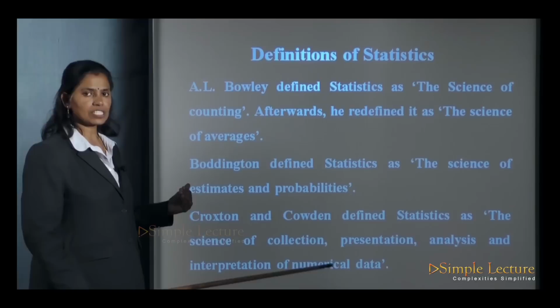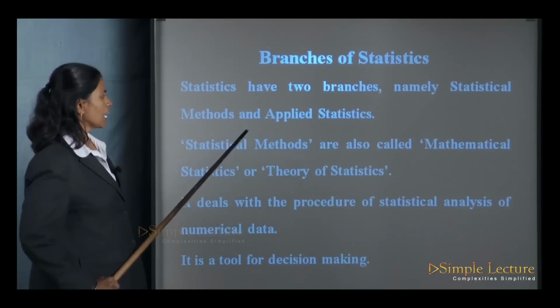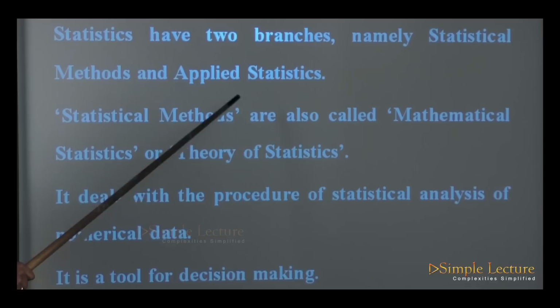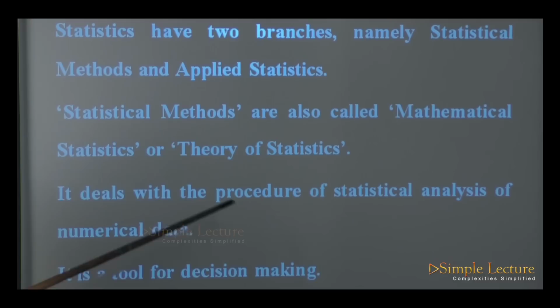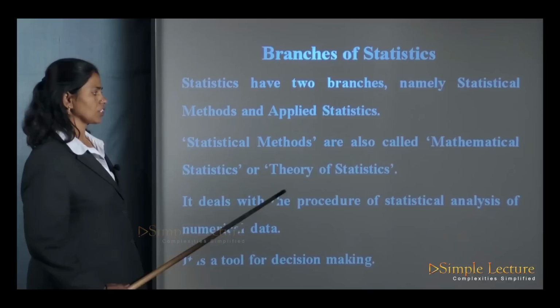Now, let us understand the branches of statistics. Statistics has two branches, namely statistical methods and applied statistics. Let us see where we consider statistical methods and where we apply applied statistics. Statistical methods are also called mathematical statistics or theory of statistics. It deals with the procedure of statistical analysis of numerical data. Hence, when we consider statistical methods, we are talking about numerical data. It is a tool for decision making. Whatever numerical data we obtain, we can take decisions based upon it. Hence, statistical methods are also called mathematical statistics, or the theory of statistics.